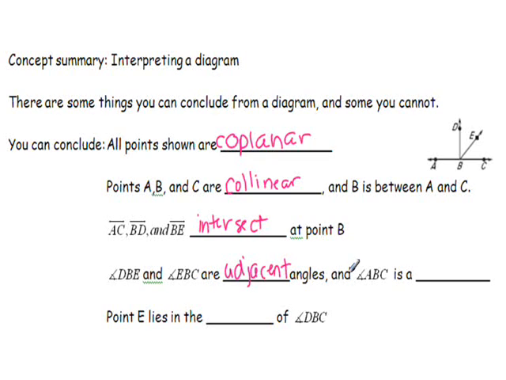And furthermore, ABC, because it is a straight line, I know that it is a straight angle. So that one I am allowed to say. All right. And then finally, I know that point E lies on the interior of DBC. It is on the inside of that angle.